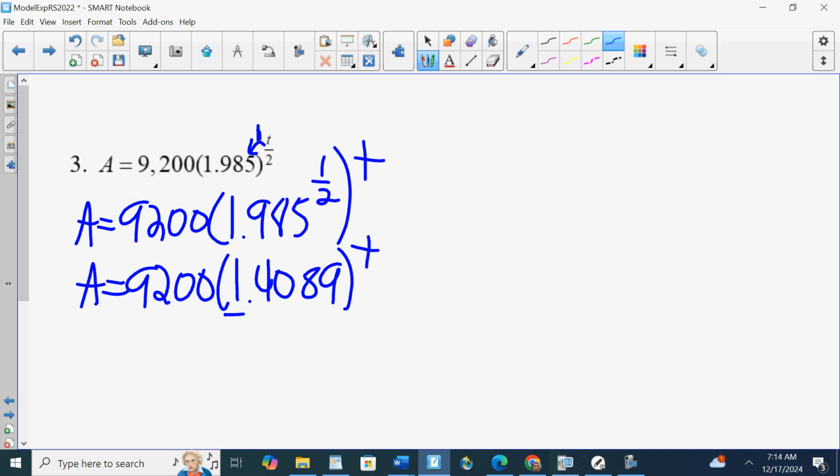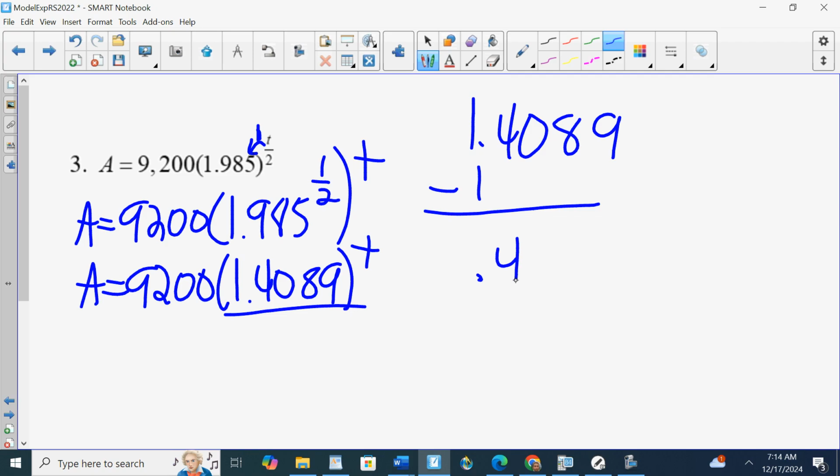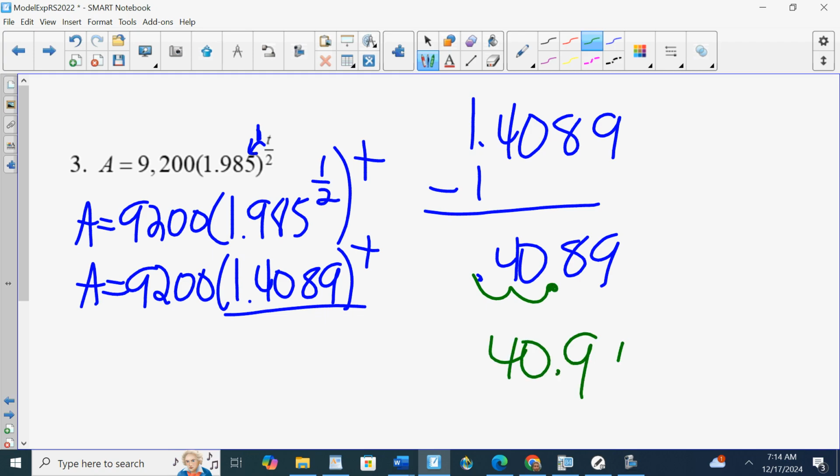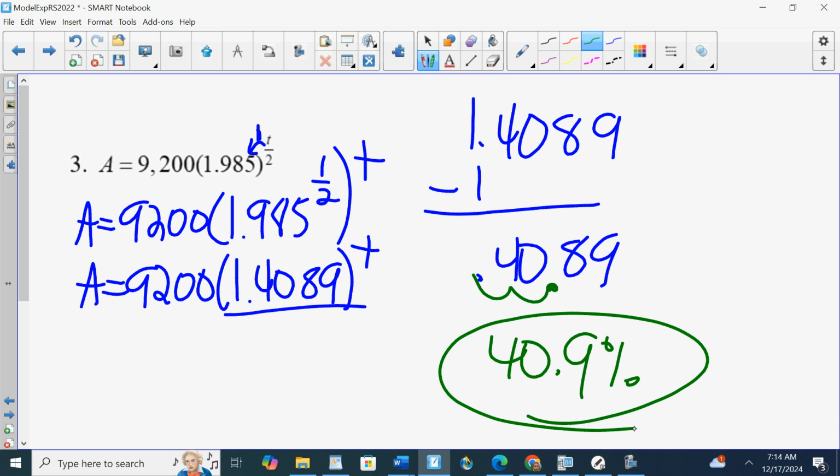So now this is 1 plus the rate. So if I take this 1.4089 and I drop the 1, that's the rate as a decimal. To make it into a percent, I move the decimal 2 places over. I'm not sure exactly what was asked for as far as rounding, I guess the nearest tenth of a percent, 40.9%.